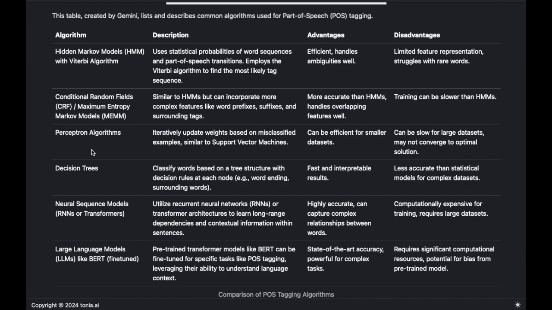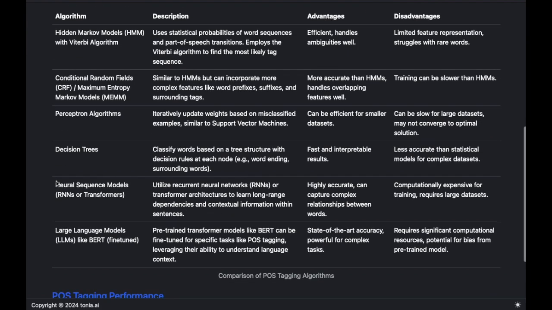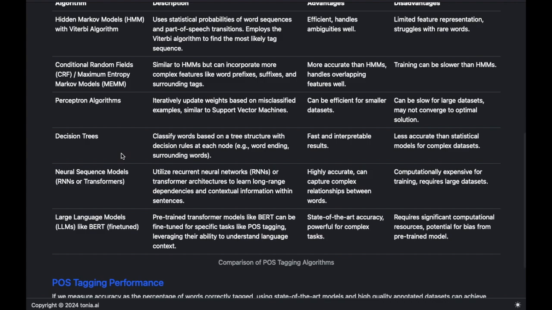Perceptron algorithms iteratively update weights based on misclassified examples. This is similar to support vector machines. These can be efficient for smaller datasets, but they can be slow on large datasets and may not converge to an optimal solution. Decision trees classify words based on a tree structure with decision rules at each node. This gives fast and interpretable results, but it's less accurate than statistical models for complex datasets.